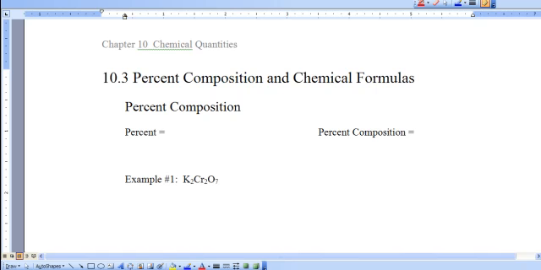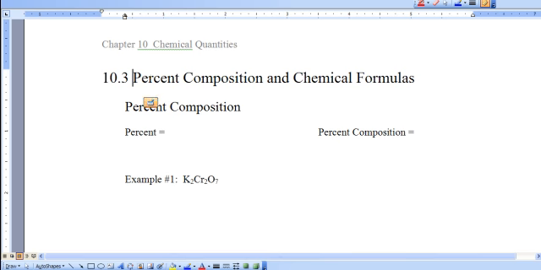And welcome to 10.3 Percent Composition and Chemical Formulas. Now that you know how to do mole conversions using your molar roadmap, we're going to show you how to analyze a compound and determine a chemical formula. We're going to start off by showing you how to calculate a percent composition.